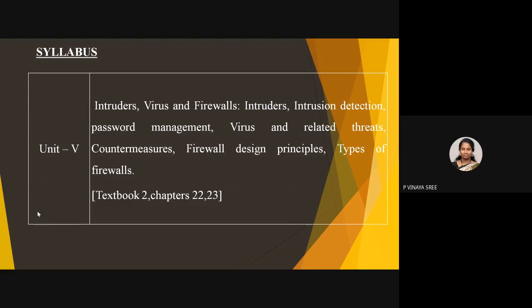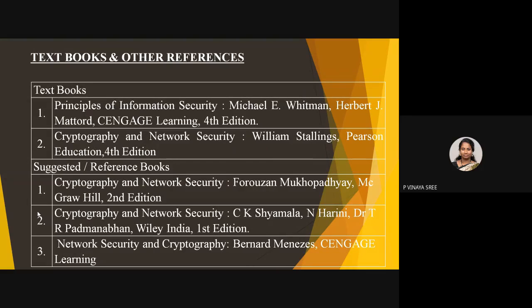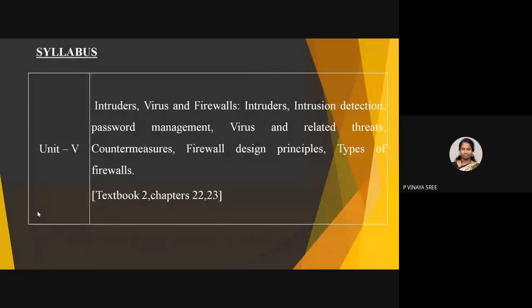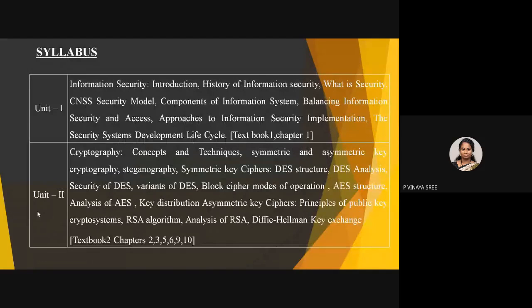Okay, so these are the textbooks. Principles of Information Security by Michael Whitman. This is used for the first unit, information security. This is the textbook, and in that we have to study chapter 1.